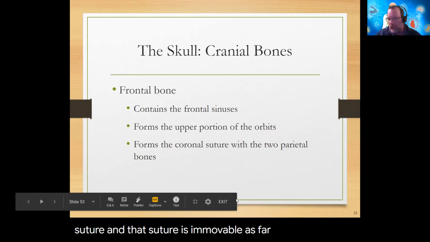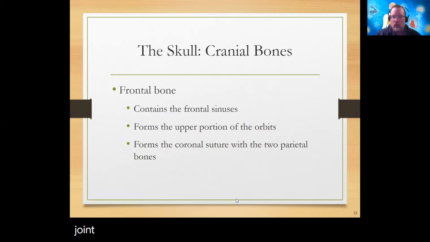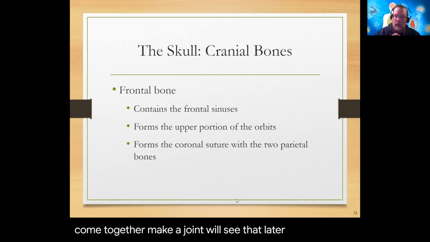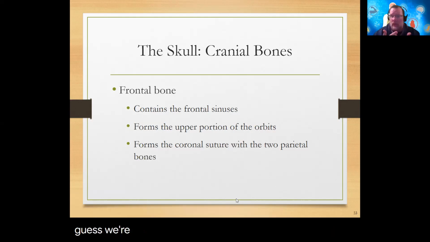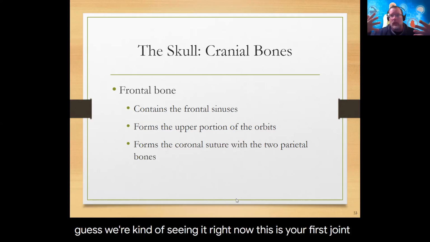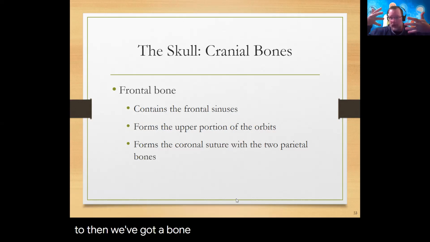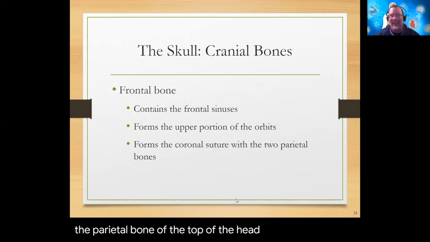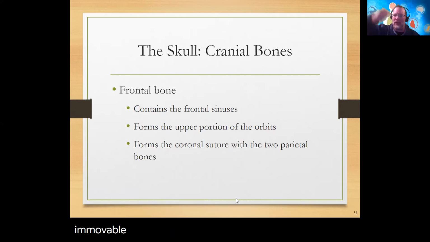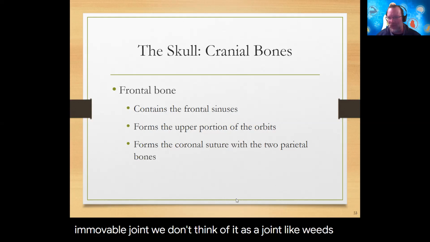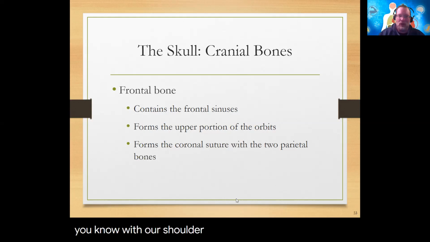As far as a joint goes, a joint is two bones that are coming together. Any two bones that come together make a joint. We'll see that later as well. Well, I guess we're kind of seeing it right now. This is your first joint, then. We've got a bone, the frontal, coming together with a parietal bone of the top of the head. So it is an immovable joint. We don't think of it as a joint like we'd see with our shoulder or our elbow.